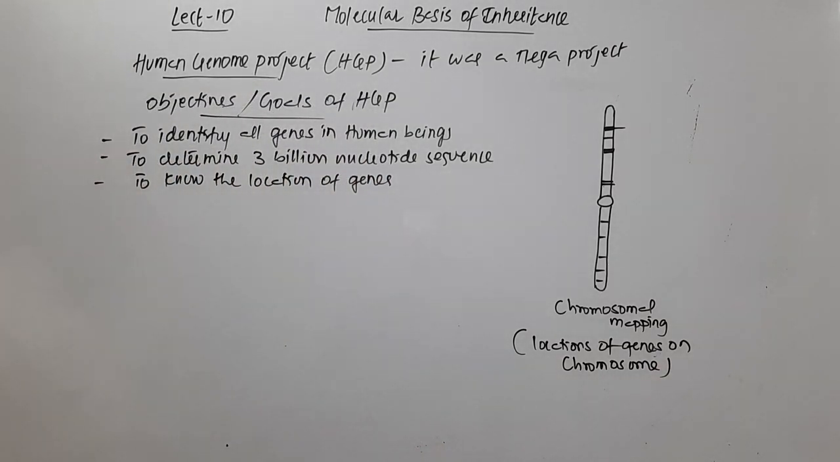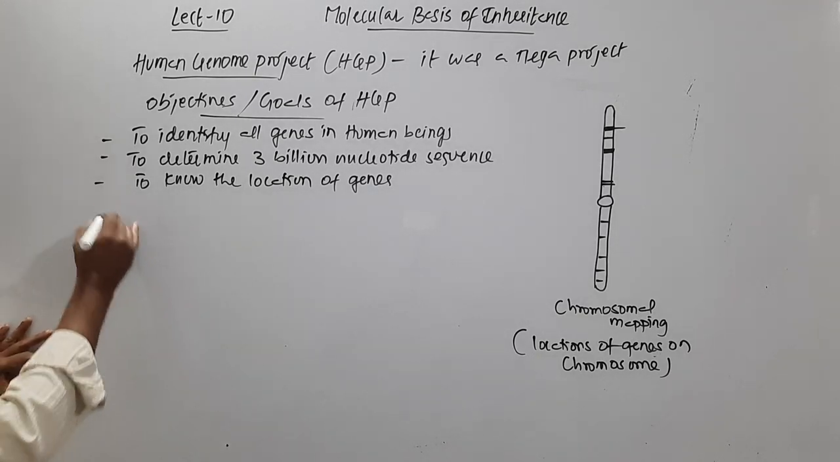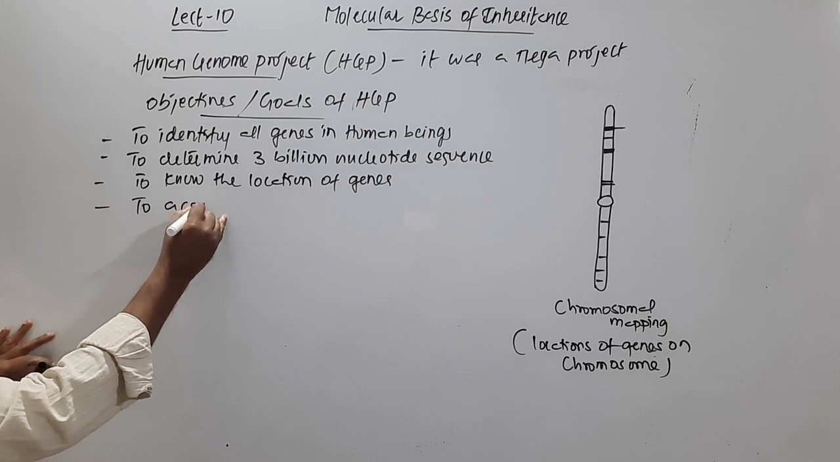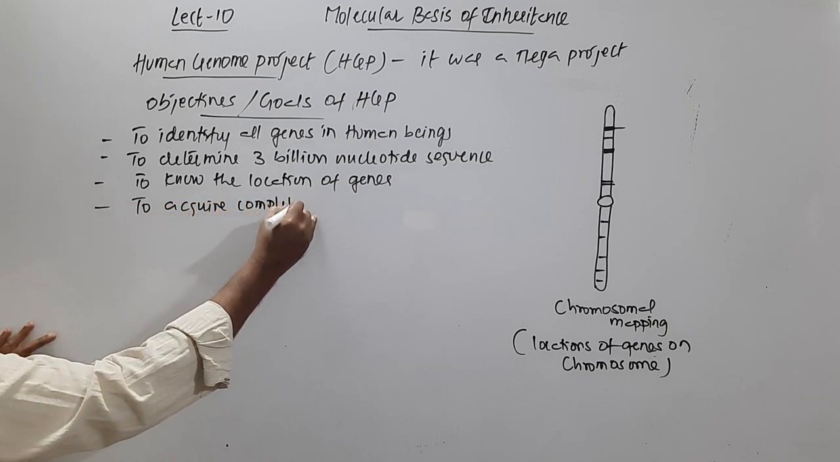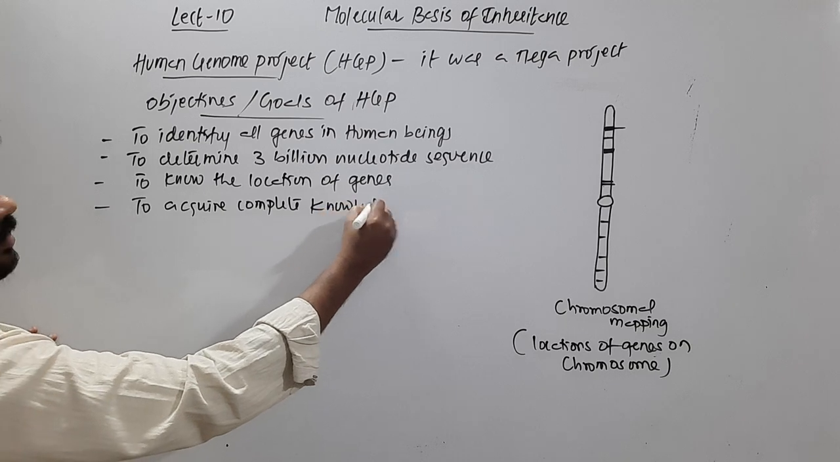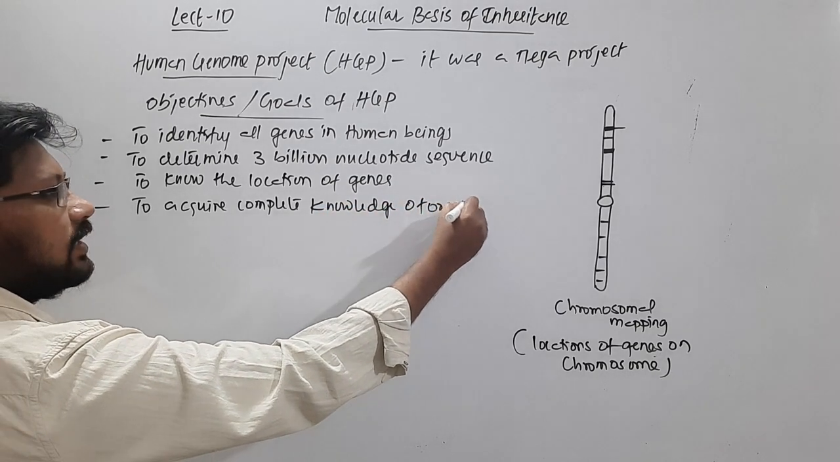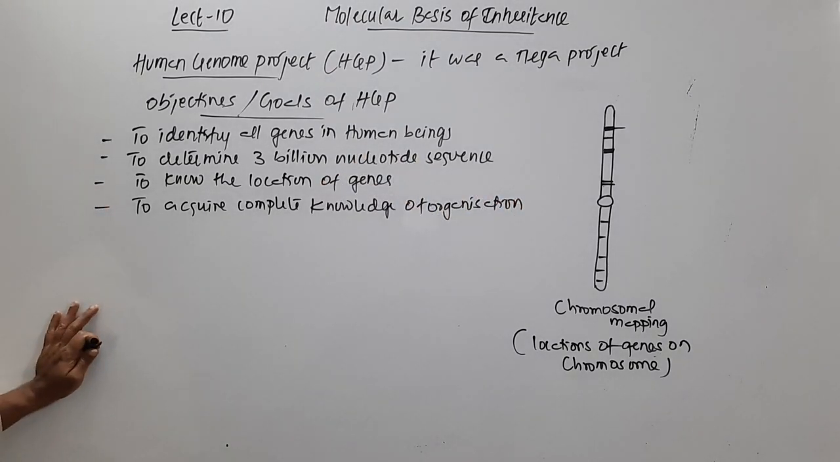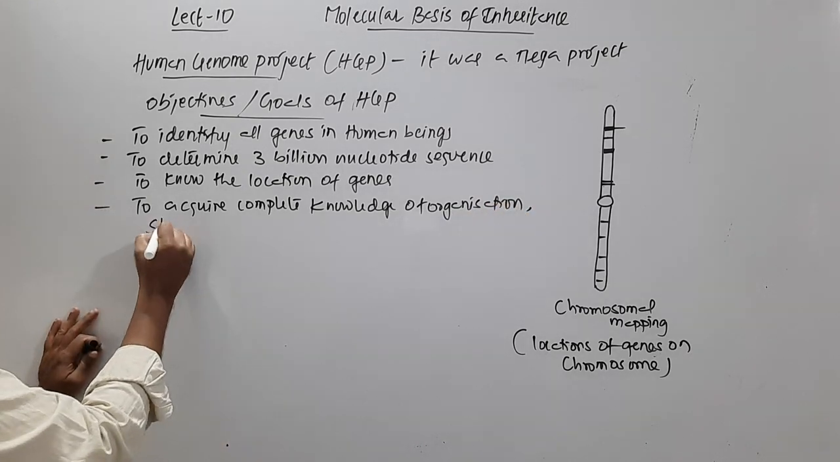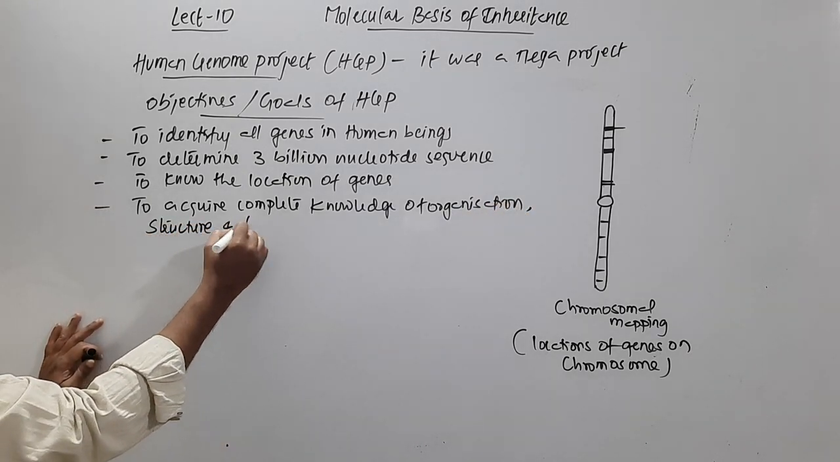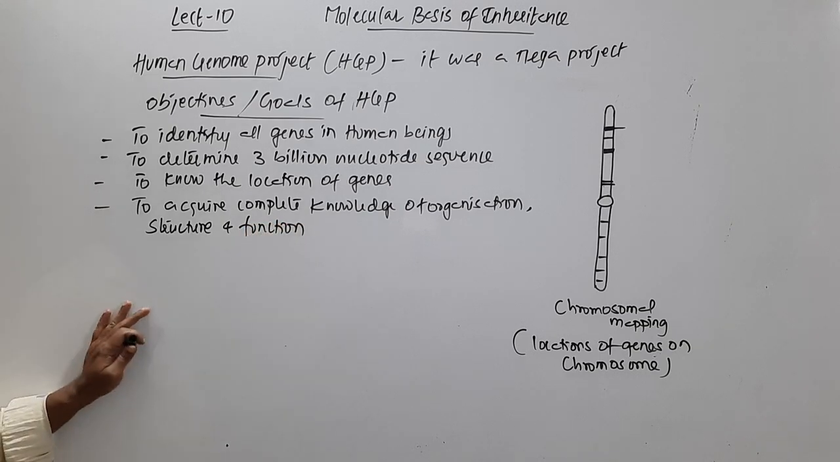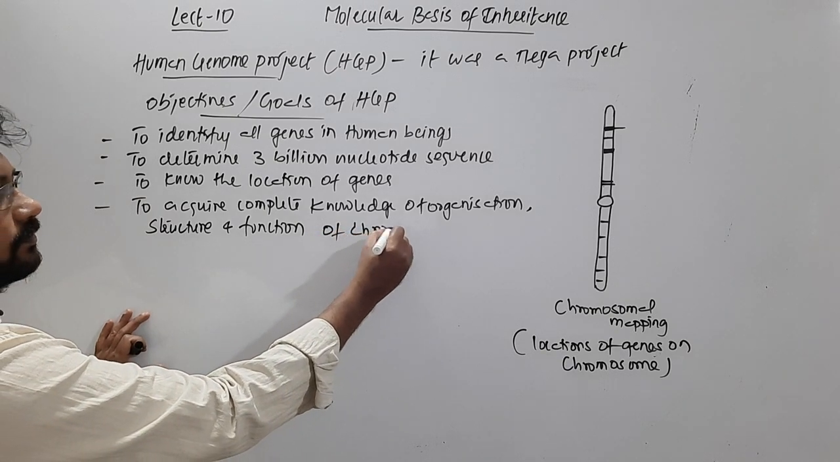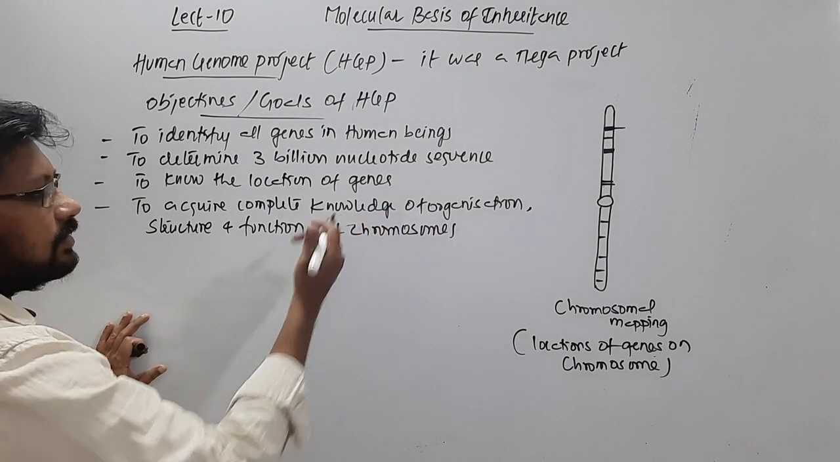So that's to know the location of genes on chromosomes, and then to acquire complete knowledge of organization. So how it is organized, everything in detail we want to know, and the structure and function of human chromosomes, right? So that is the one.